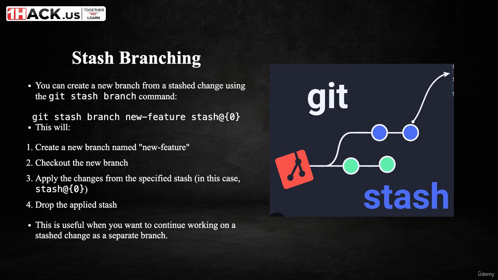When you run this command, Git will: 1. Create a new branch with the name you specified, 2. Check out the new branch, 3. Apply the changes from the specified stash, 4. Drop the applied stash. This is a convenient way to work on a stash change as a separate branch without having to manually apply the stash and then create a new branch. It's a great way to keep your workflow organized and your changes well structured.